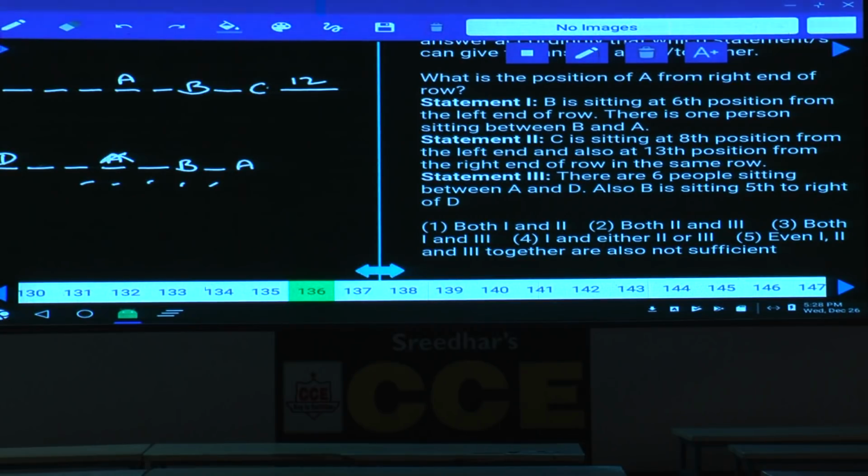There are 6 people in between A and D. Also, B is seated 5th to the right of D. Yes, with the help of condition number 1 and 3, this is the final arrangement we got. Tell me, are we getting the answer or not?